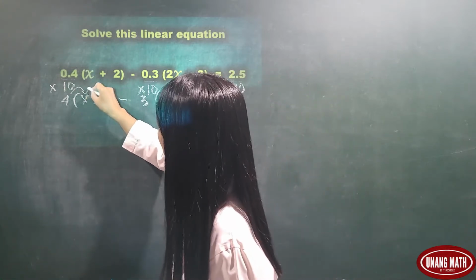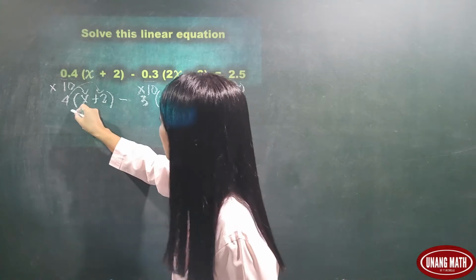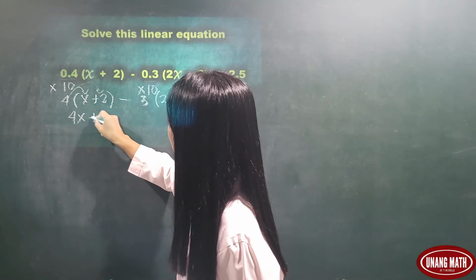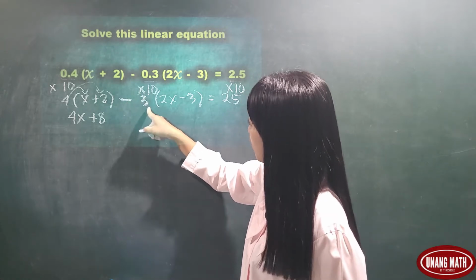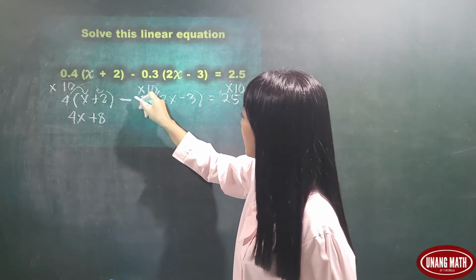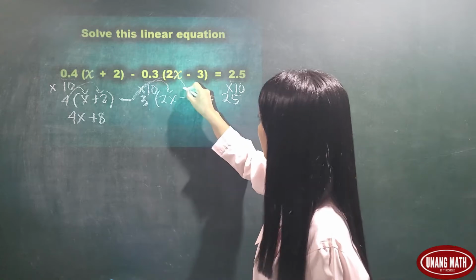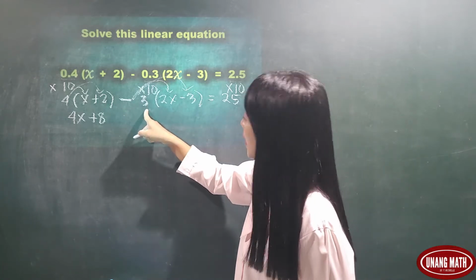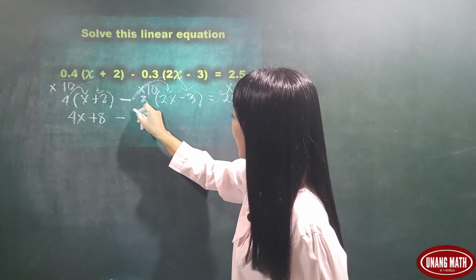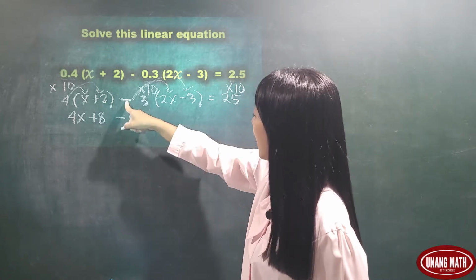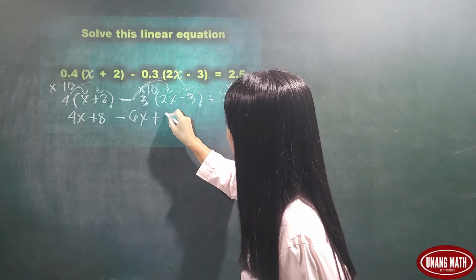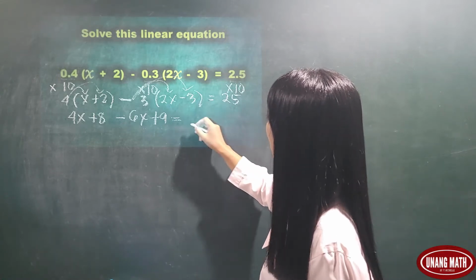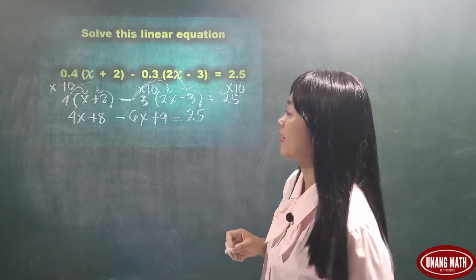So this is 4 times x and 4 times 2. So we have 4x plus 8. Okay, how about here? This is negative 3. So we have to distribute negative 3 to each term inside the parentheses. So negative 3 times 2x is negative 6x. Negative 3 times negative 3 is positive 9. So plus 9. And this is equal to 25.